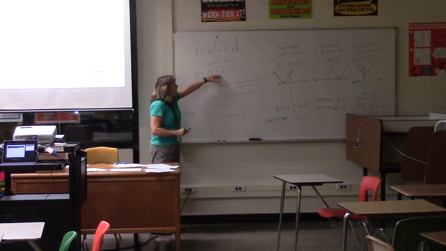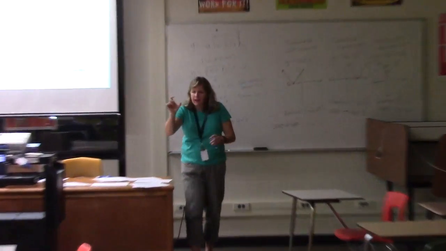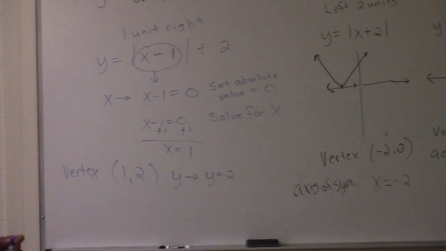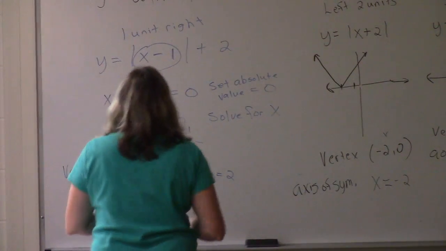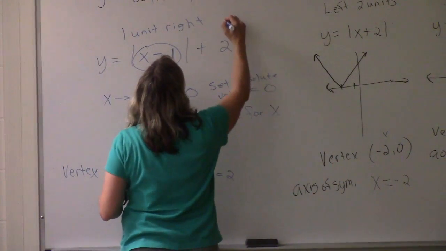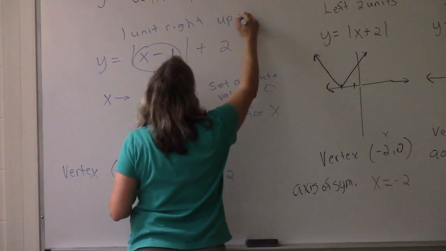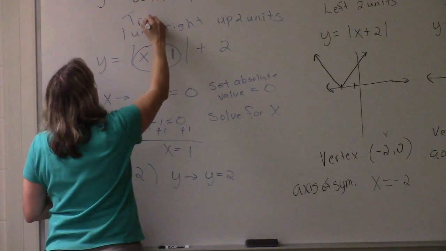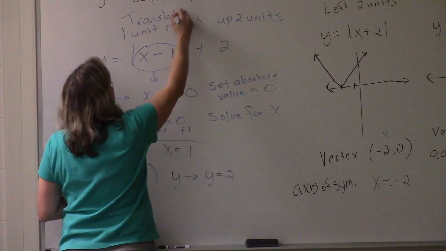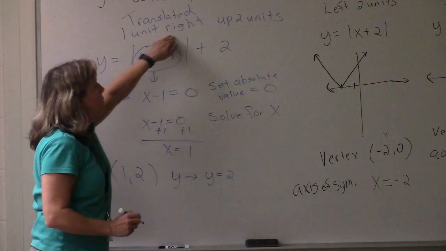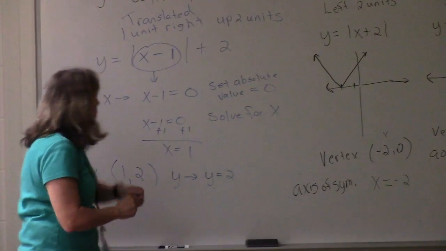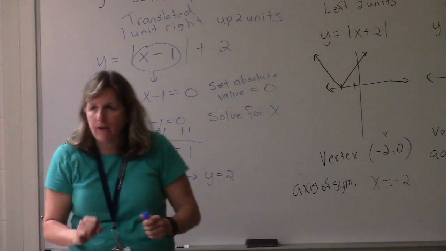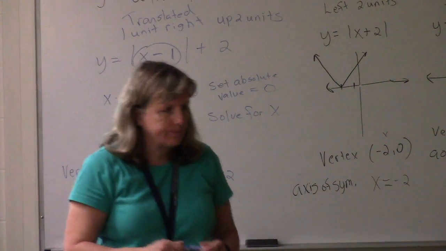So with my absolute value, I take whatever's with that x and I change the sign. And that means this went 1 unit right, up 2 units. We'll use that word translated. That's a new vocabulary word. Translated 1 unit right, up 2 units. So I can look at my equation now and tell where it went without having to graph it.